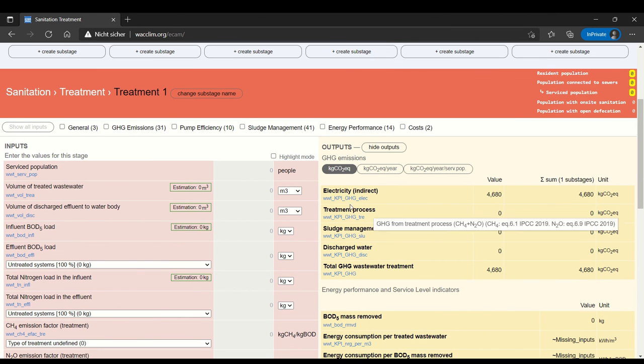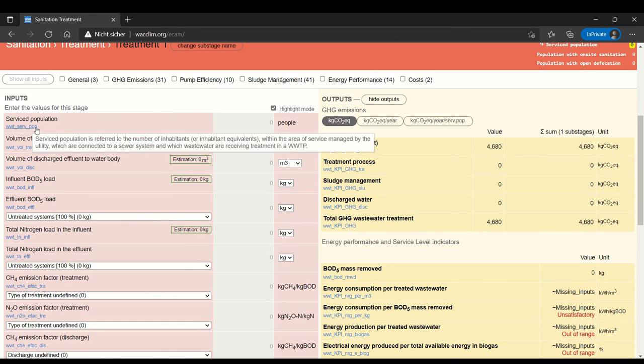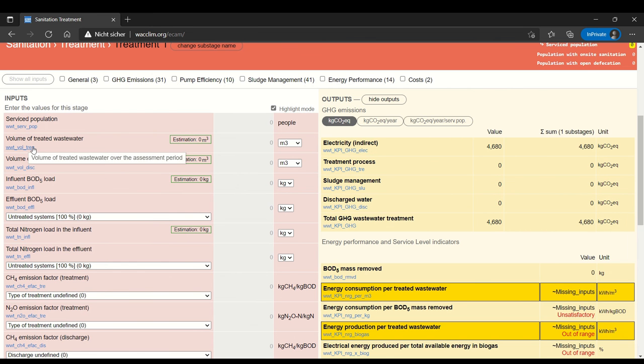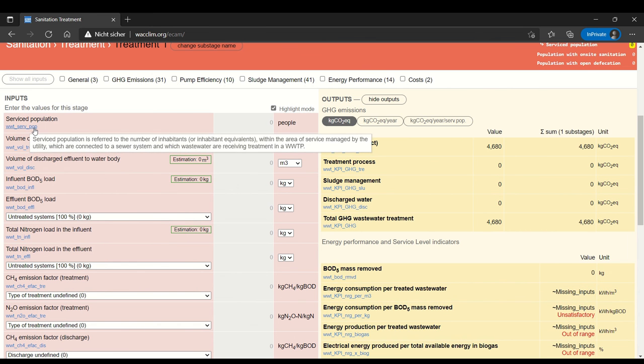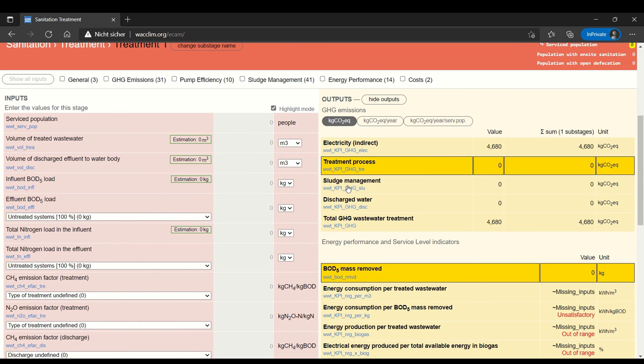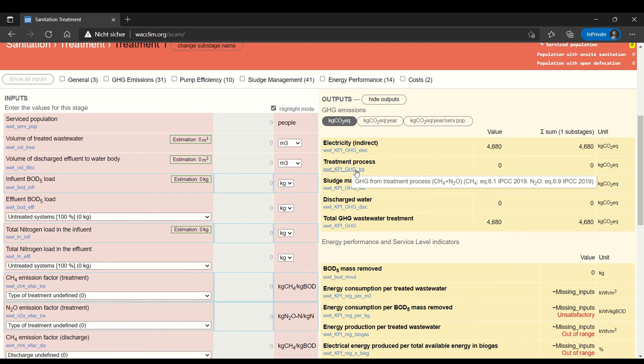Another helpful tool is highlight mode. Highlight mode lets you use these codes here just to show how the inputs and outputs are connected. So that's helpful if you're trying to understand a bit more what the data that you're entering is changing about the assessment.